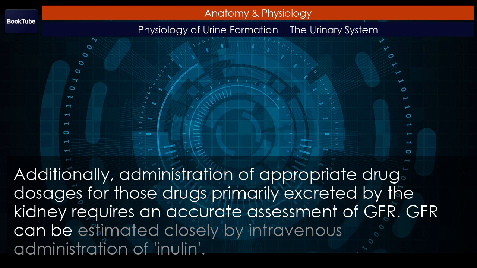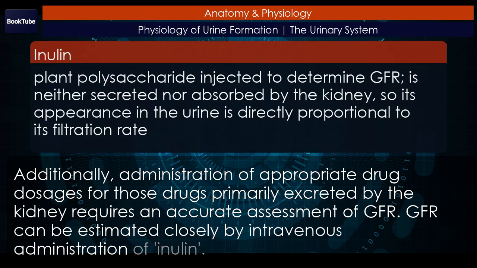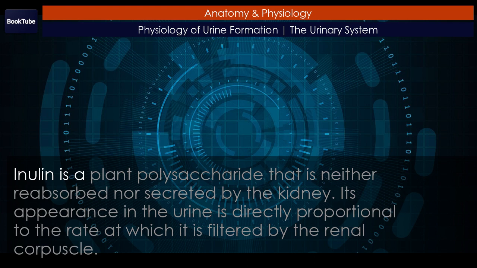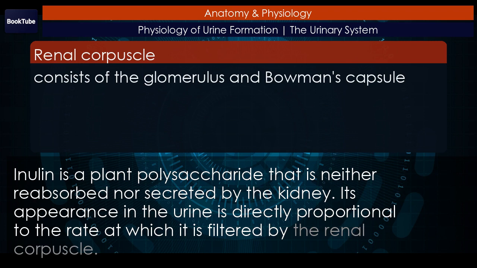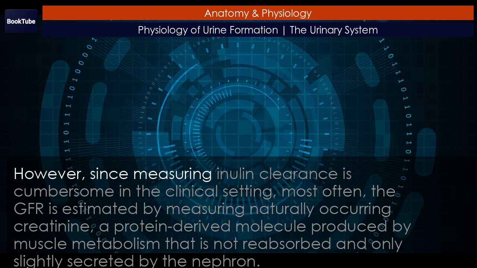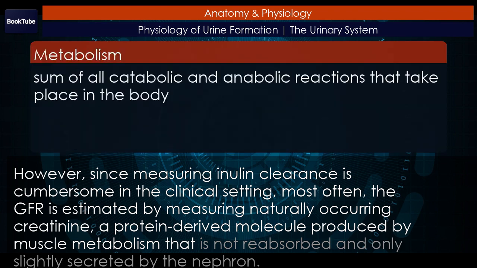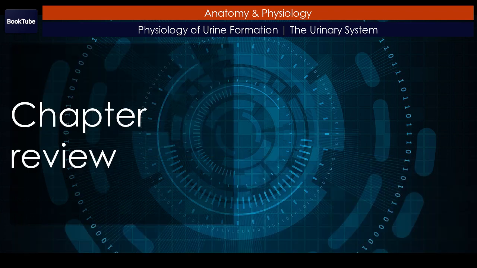GFR can be estimated closely by intravenous administration of inulin. Inulin is a plant polysaccharide that is neither reabsorbed nor secreted by the kidney. Its appearance in the urine is directly proportional to the rate at which it is filtered by the renal corpuscle. However, since measuring inulin clearance is cumbersome in the clinical setting, most often the GFR is estimated by measuring naturally occurring creatinine, a protein-derived molecule produced by muscle metabolism that is not reabsorbed and only slightly secreted by the nephron.